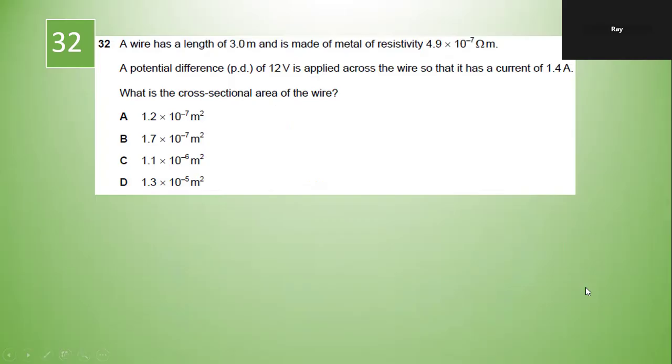A wire has a length of 3 meter and is made of metal of resistivity 4.9 times 10 to the power minus 7 ohm meter. The potential difference of 12 volt is applied across the wire so that it has a current of 1.4 ampere. What is the cross-sectional area of the wire?